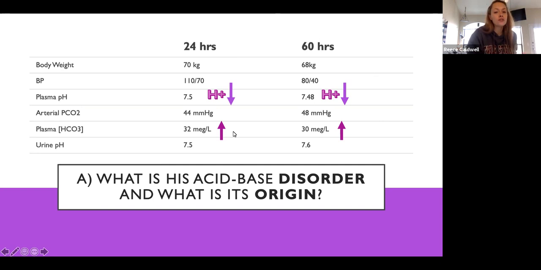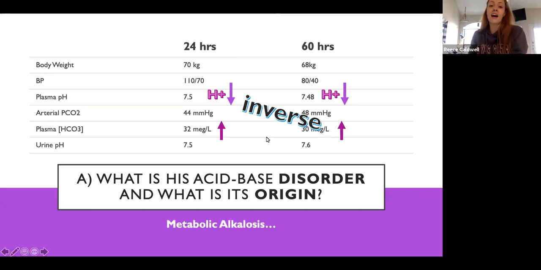When we look at the bicarb stores, we see increased concentrations compared to those normal levels, which is like 24. So we have increased bicarb. Hopefully at this point you can see that these are not going in the same direction. They are inverse. And whenever we have an inverse relationship, that means it's going to be a metabolic disorder. So metabolic alkalosis. It's alkalosis because it is basic. We have a decrease in hydrogen ions, which means a decrease in acidity, so it becomes more basic.